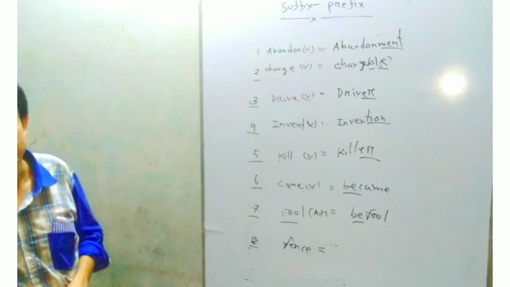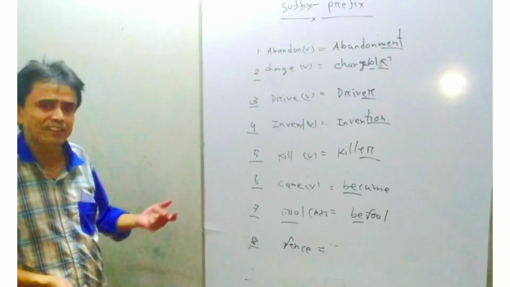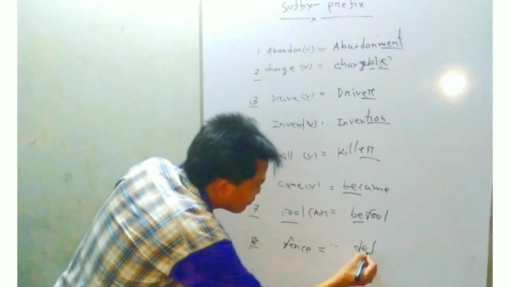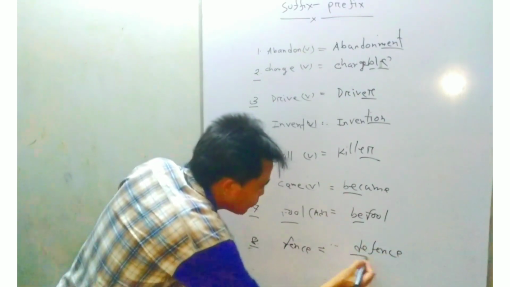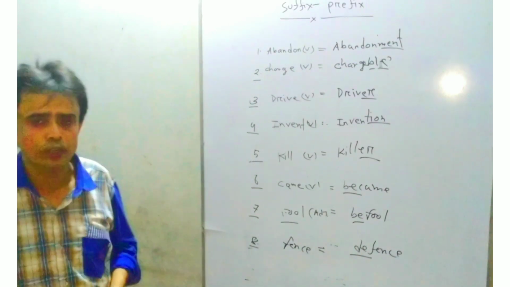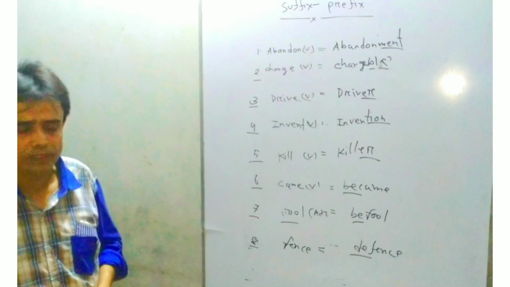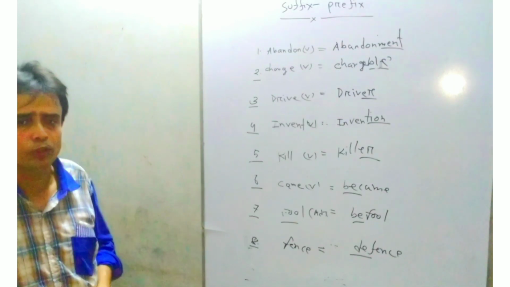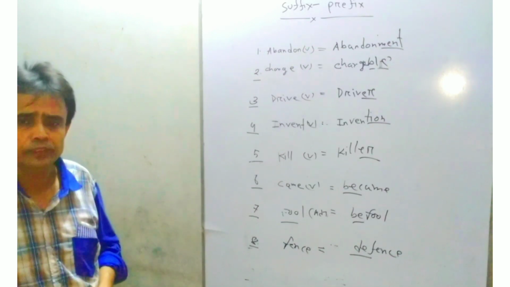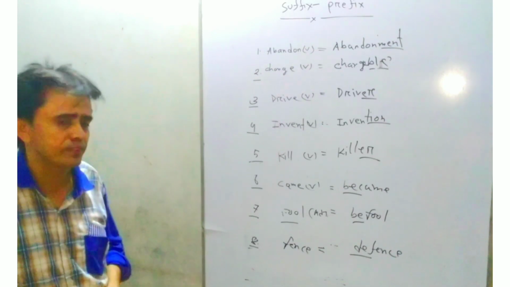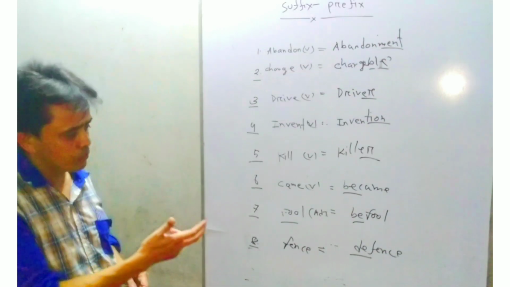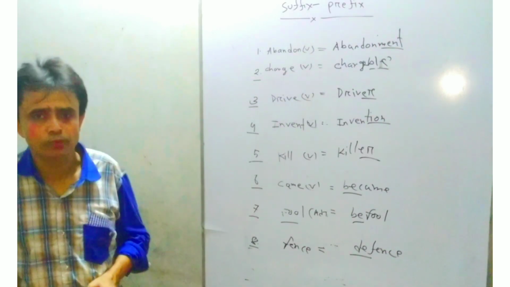Finally, last, fence. This is a noun, and now by adding something we can gain a new word like defense, D-E-F-E-N-S-E. We have added D, and by adding D we also got a new word. Defense. Fence is a noun. The fence is very important to save our crops. We can say defense as well. By using D we have got a new word.